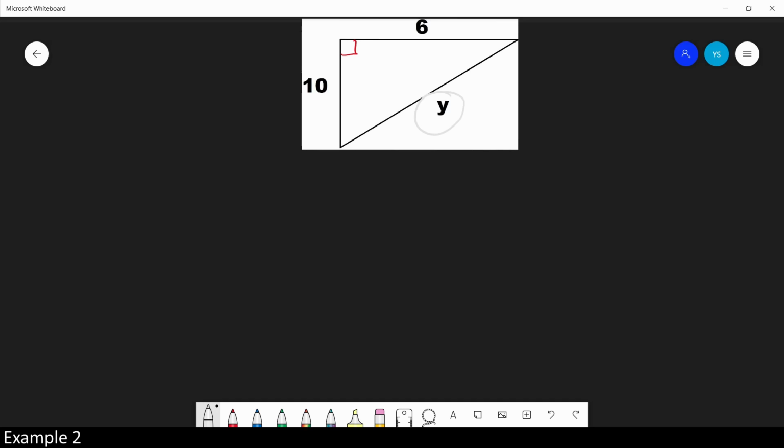And we have two values, 10 and 6. And once again, the only one we care about is c. c has to be the longest side, and we've already identified that it is y, so y squared.